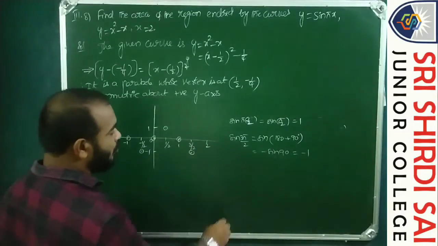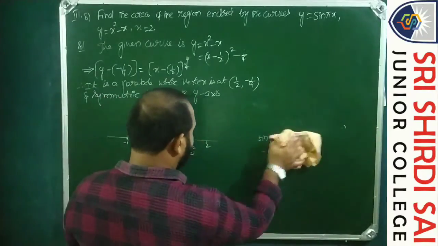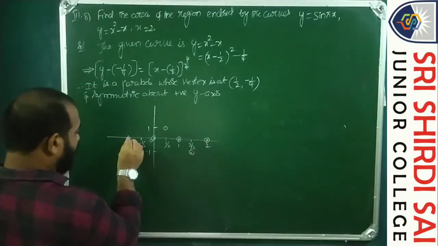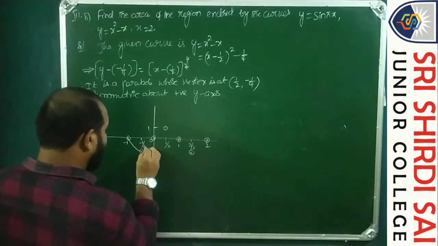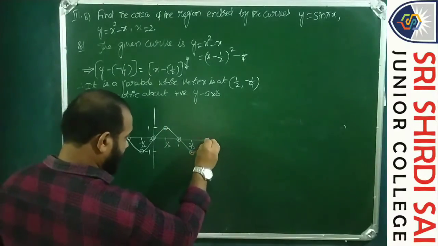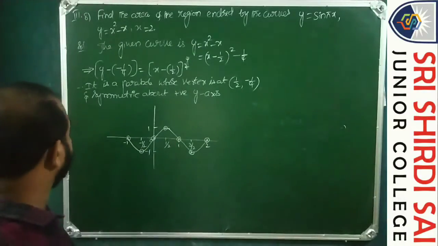Next, sin 2π. Sin 360, that is 0. Therefore, if you join the curve, this is how it will look. This is the y = sin πx curve.